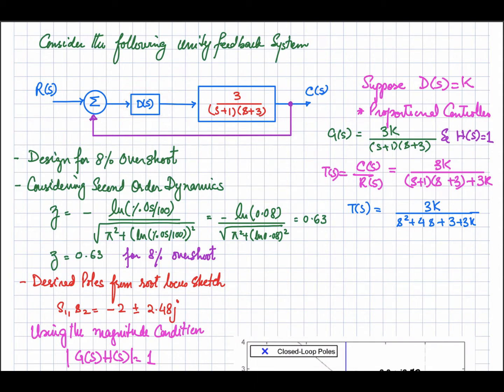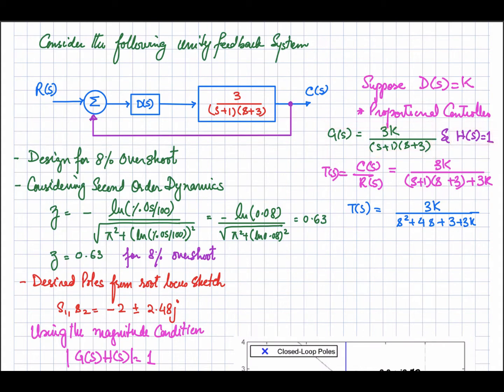For the time being, let us suppose that our controller is a proportional controller, so its transfer function will be equal to simply k. By adjusting the gain k, we will be obtaining the required specifications. This system is the unity feedback system. Here h of s is equal to 1. So the feed forward transfer function is this one, and the feedback transfer function is 1.